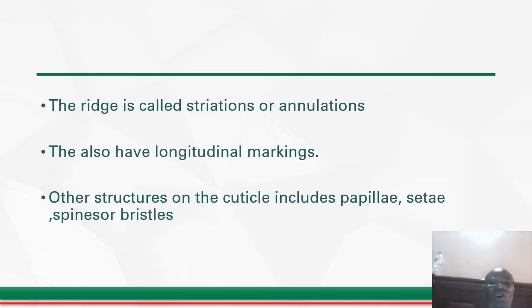The ridge is called striation or annulation in the nematodes. They also have longitudinal markings on them. And other structures on the cuticle include papillae, setae, spinosum, and bristles. These are some of the things you can see on the cuticle of the nematodes.